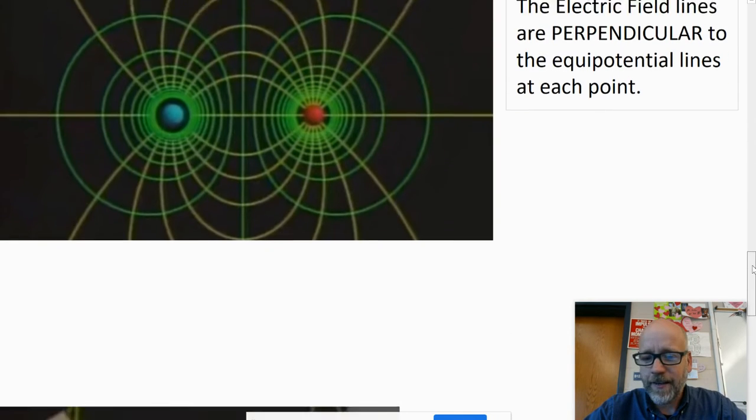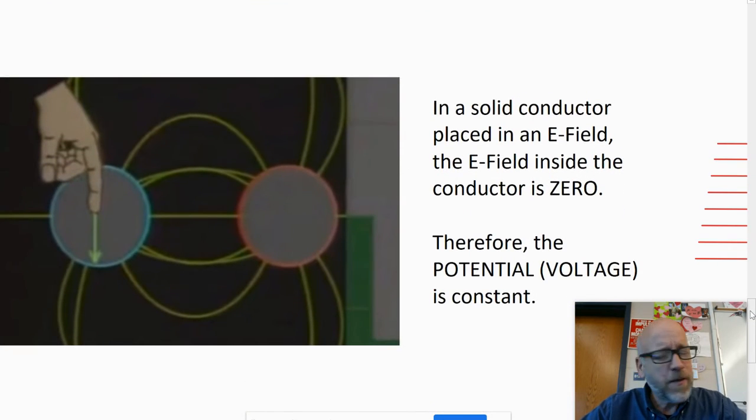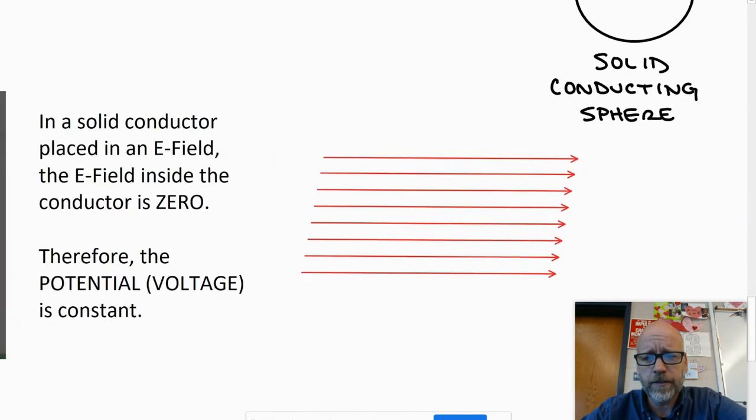The second thing I thought was really pretty important. They buzzed right through this in the last 45 seconds, and it said, in a solid conductor placed in an electric field, the electric field inside the conductor is zero. Therefore, the potential, the voltage, is always going to be constant. Now, they just brushed right through the fact that the electric field would be zero. I wanted to take a moment and make sure I hit on that a little bit.